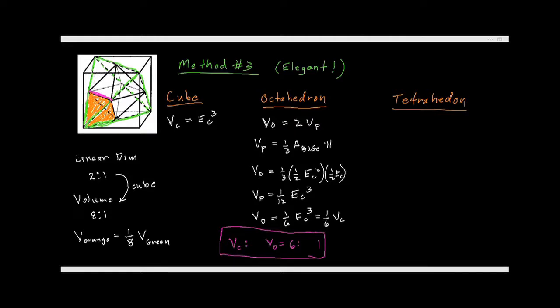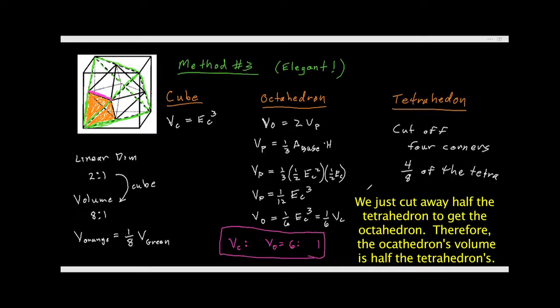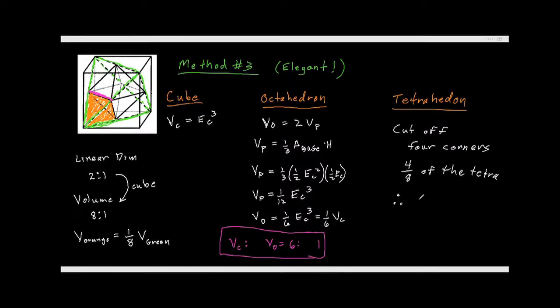And how many corners do I need to cut off? I need to cut off 4 corners. And each time I cut it off, I cut off 1/8. I'm cutting off 4/8 of the tetrahedron to get the octahedron. So what does that mean? I can say, therefore, the tetrahedron has twice the volume of the octahedron.